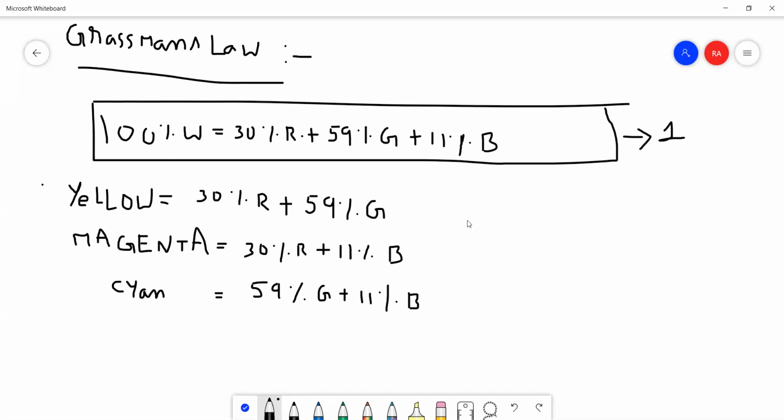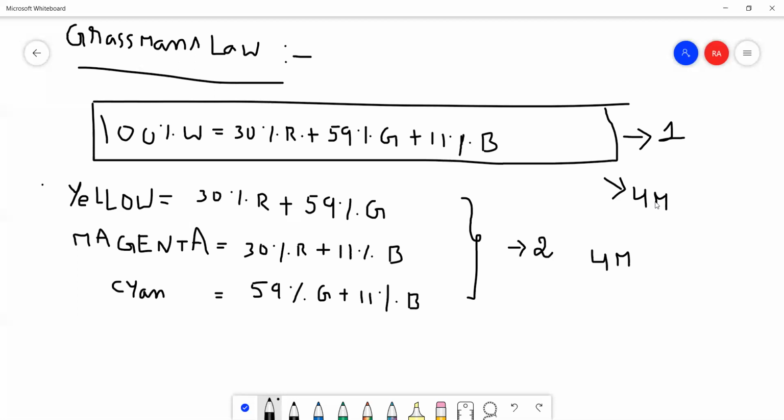So these particular combinations are asked so many times in our end examinations. 4 marks will be allotted for Grassman's law. So very important, Grassman's law. It is for our additive color mixing.